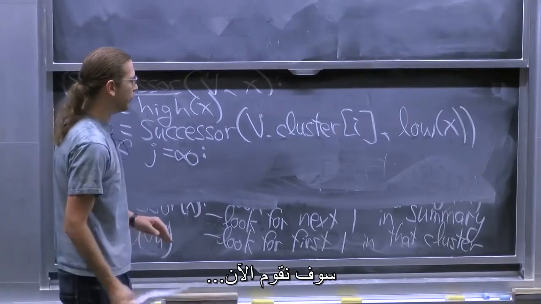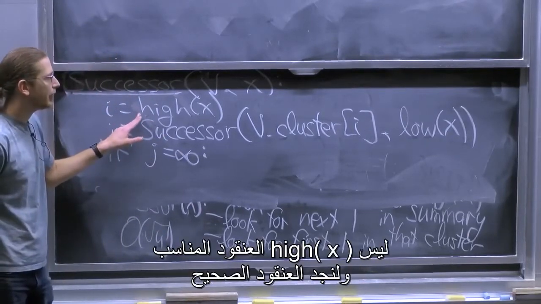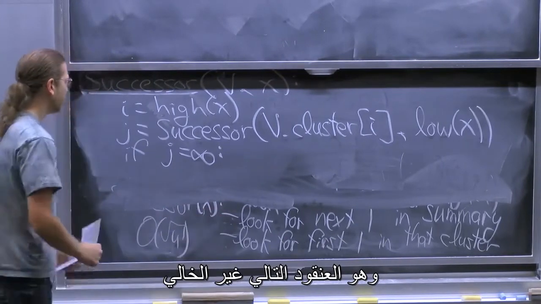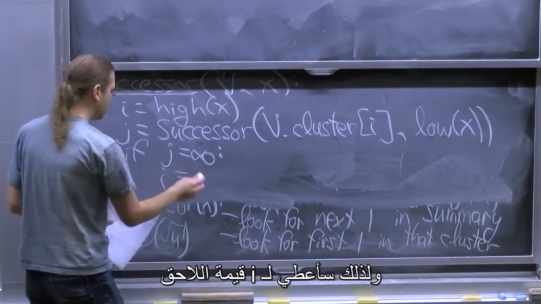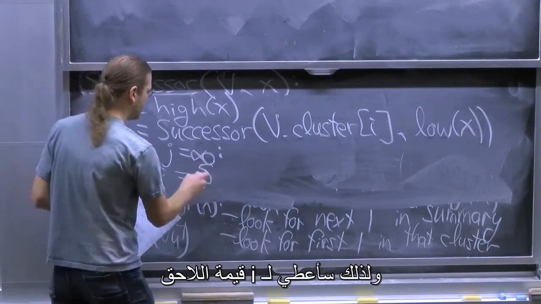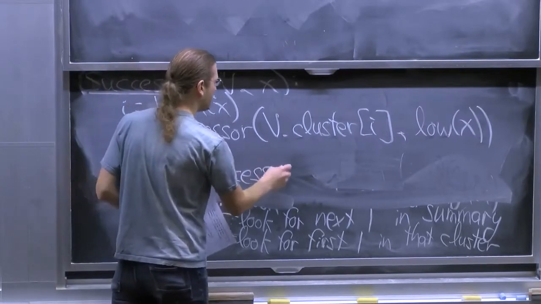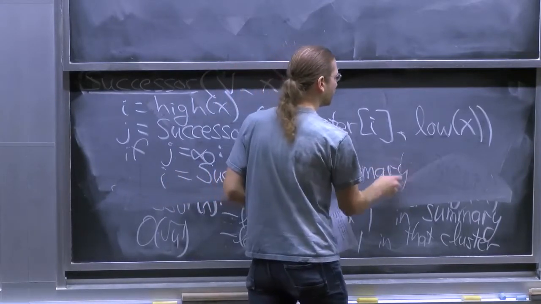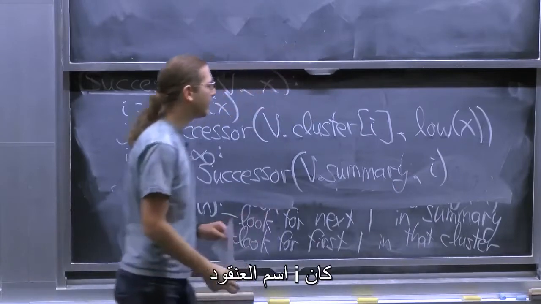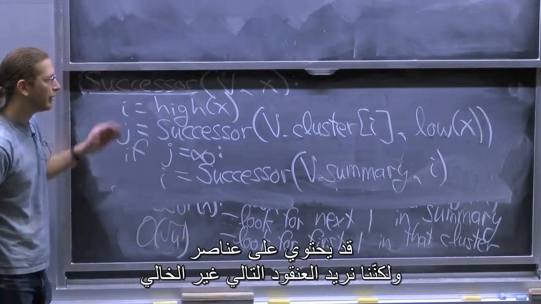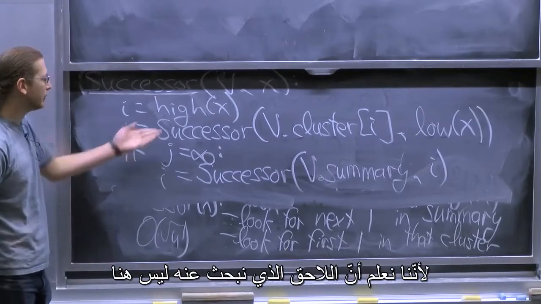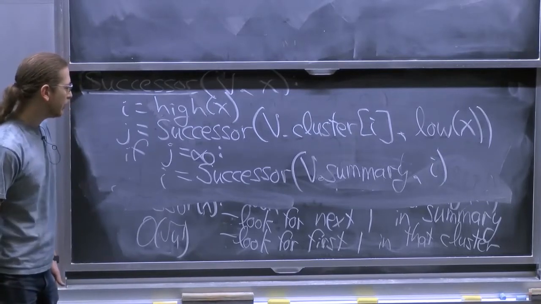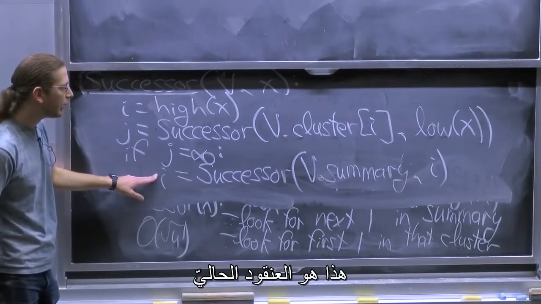The next thing we're going to do is, well, then we're in the wrong cluster. High of x is not the right cluster. Let's find the correct cluster, which is going to be the next non-empty cluster. So I'm going to change i to be the successor in the summary structure of i. So i was the name of a cluster. It may have items in it, but we want to find the next non-empty thing because we know the successor we're looking for is not here. OK, so this is the cluster we now belong in.